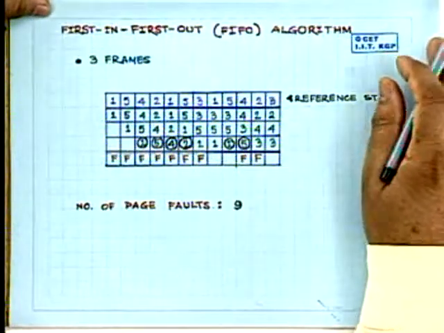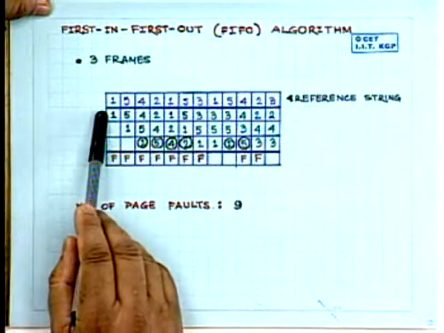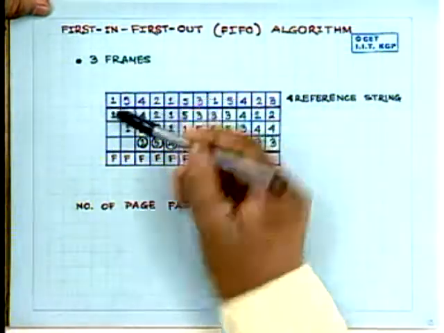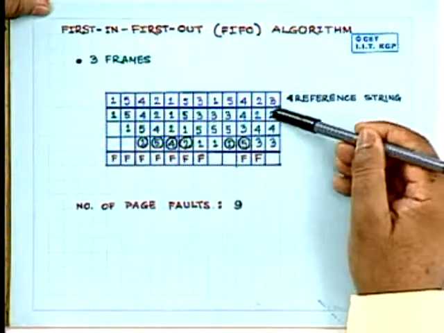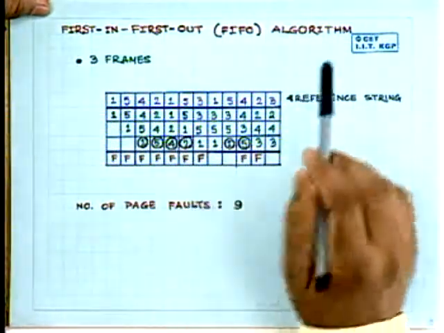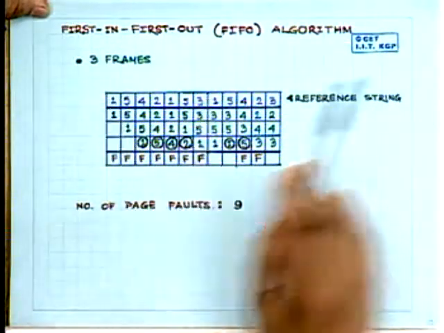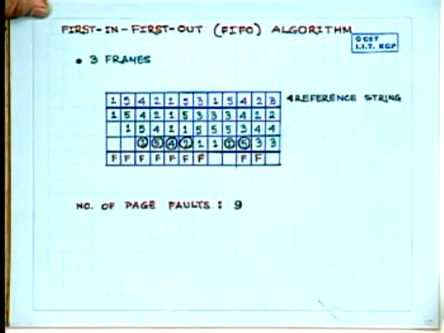Now let's see one practical algorithm. We call it the first in, first out, FIFO algorithm. Here we have assumed that 3 frames are available, and that is shown here, that these are the 3 frames that are available for this particular process, right? This is the reference string. The same reference string we shall be using for all the algorithms.